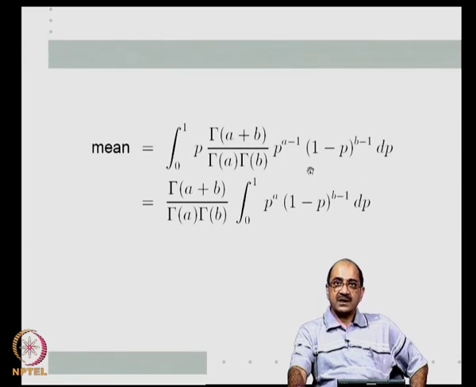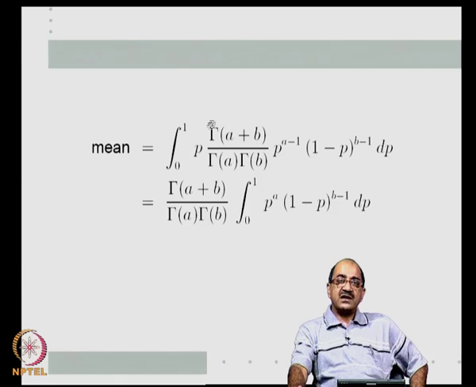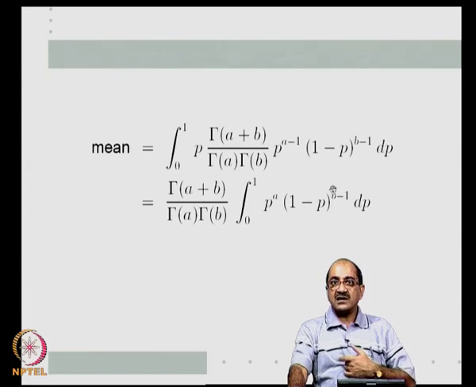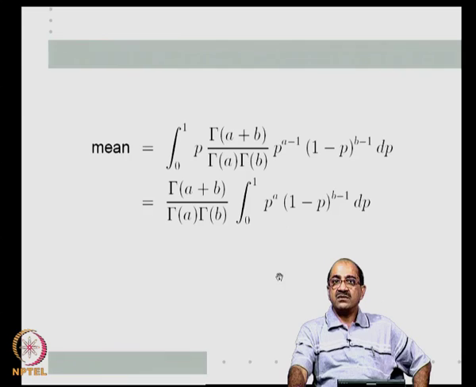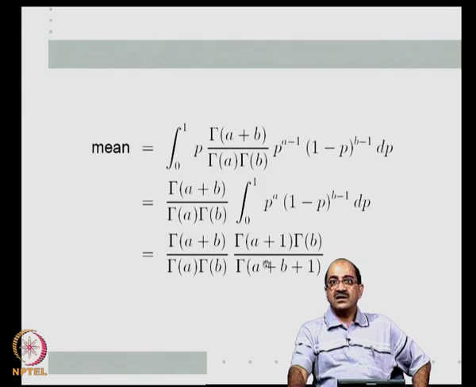minus 1 dp. Now, because we have already shown the beta density to be a density, right, we know that if I multiply this, it is just another beta density, where in place of a I have a plus 1, in place of b I have b. So, I know this integral can be written in terms of gammas. So, that will be gamma a plus 1 gamma b by gamma a plus b plus 1, right, because if I had given 1 by this as the constant here, this would have been 1, because that is a beta density.